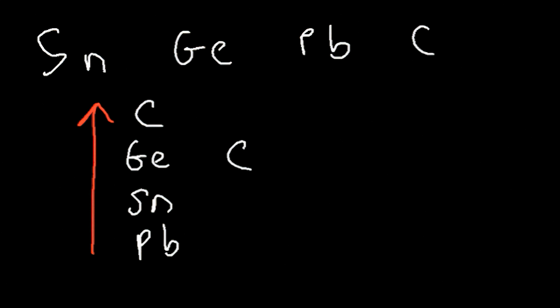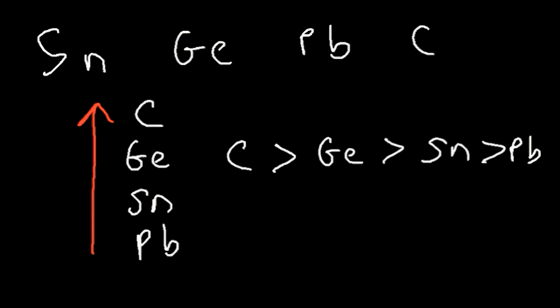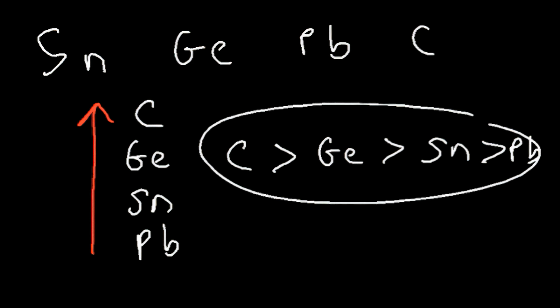So the highest is carbon, which is a nonmetal, and then is germanium, which is a metalloid, and then tin metal, and then lead metal. So the metals, they have the lowest electronegativity. So this is the answer. That's how you can rank it in order of decreasing electronegativity.